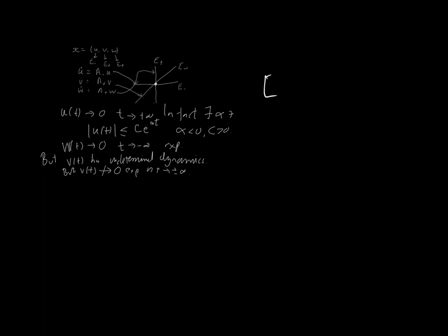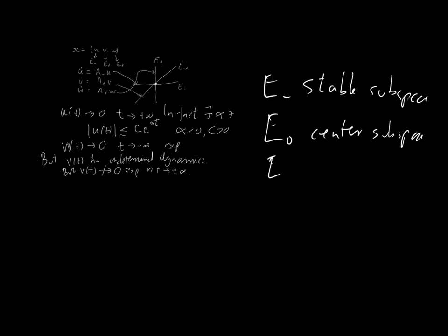So we give names to each of these things. E minus is called the stable subspace. E0 is called the center subspace. And E plus is the unstable subspace. As I've said, the dynamics on E minus are exponential decay, the dynamics on E plus are exponential growth, or exponential decay in negative time, and the dynamics on E0 is undetermined.